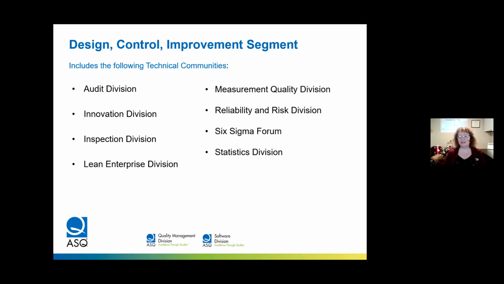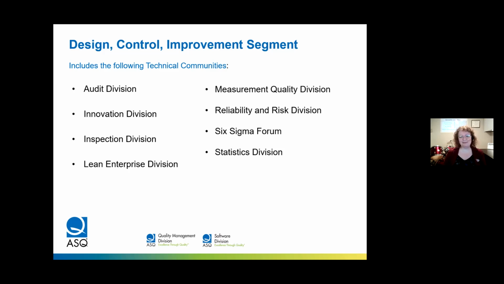The innovation division is about spreading the word about innovation tools, techniques, approaches, anything to enable quality professionals to be more successful in their pursuit of innovation. That's what we stand as our common platform. Okay. The inspection division, well, members learn to be responsible for inspection and test methodologies, just as the quality professionals who perform the inspections and tests. If this sounds like you, that division might be of interest.